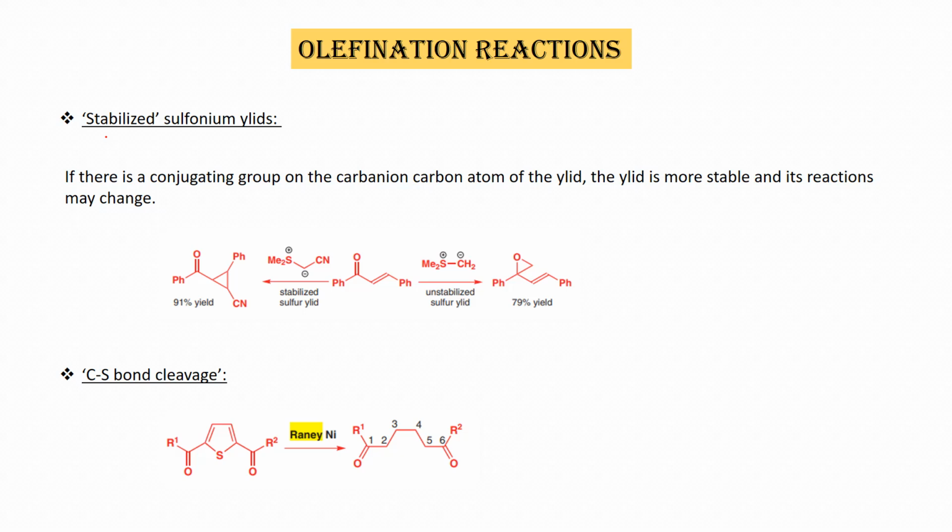But if we add a normal sulfonium ylide to an alpha beta unsaturated ketone, we will get an epoxide. But if we add this type of stabilized sulfonium ylide to an alpha beta unsaturated compound, it will give a cyclopropane ring. So see the difference. Just by changing the stability of the sulfonium ylide, we can change the selectivity of the reaction. Whenever it is stabilized, it will react with the alpha beta unsaturated double bond, and if it is not stabilized, it will react with the carbonyl compound.